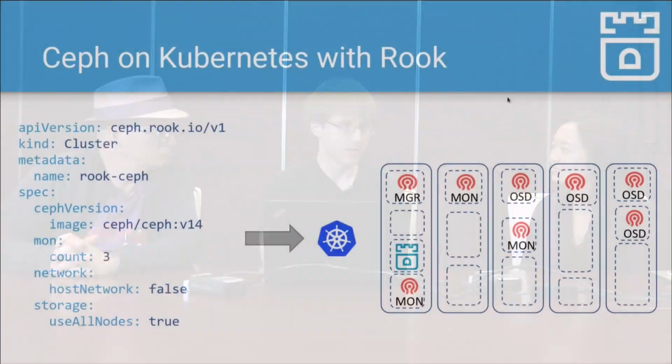I'm guessing if you don't want to use all nodes, then you would use labels. Yeah, you could use labels to define where you want to deploy the daemons. In fact, I do that later on in my demo.